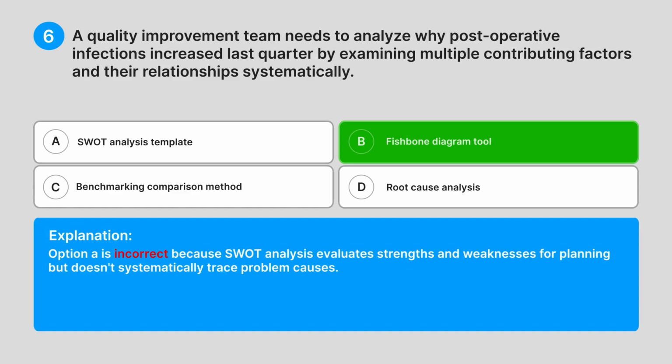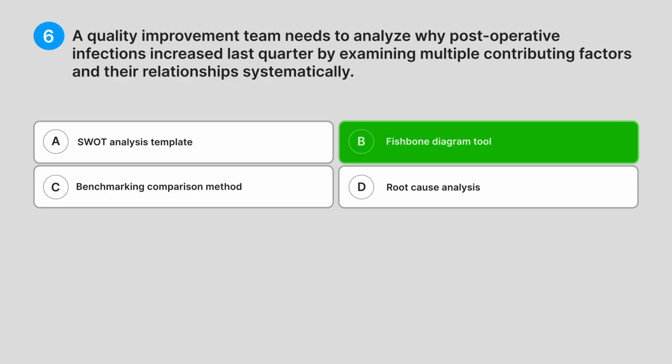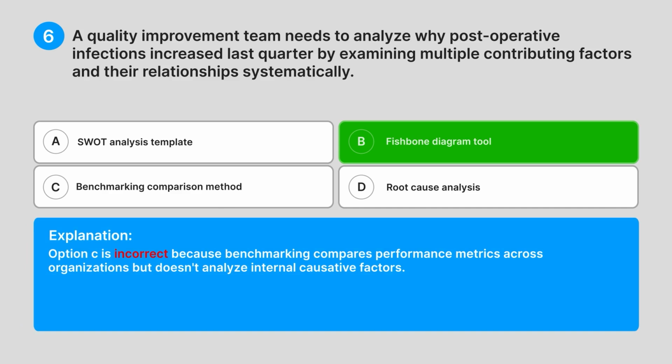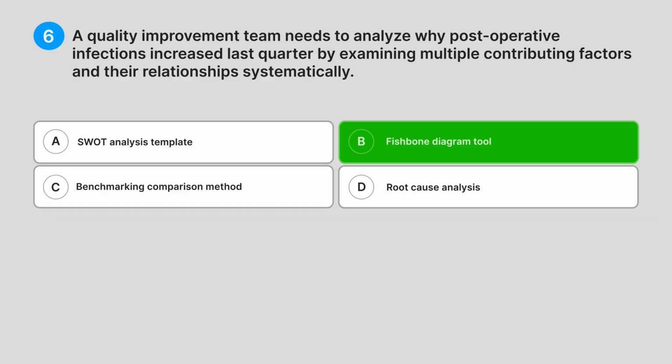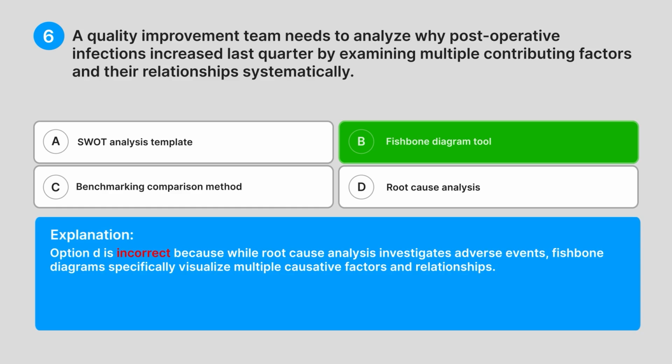Option A is incorrect because SWOT analysis evaluates strengths and weaknesses for planning, but doesn't systematically trace problem causes. Option C is incorrect because benchmarking compares performance metrics across organisations, but doesn't analyse internal causative factors. Option D is incorrect because while root cause analysis investigates adverse events, fishbone diagrams specifically visualise multiple causative factors and relationships.